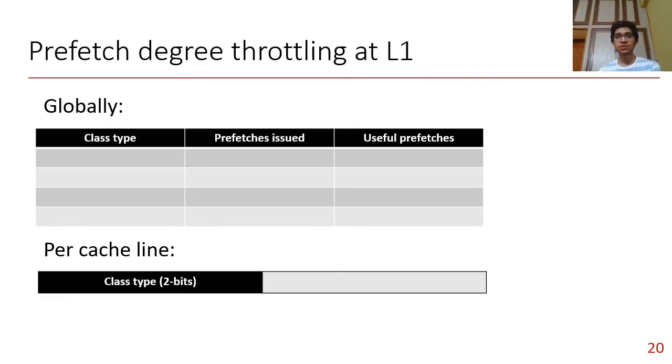We use a per class throttling mechanism to control the prefetch degrees of the various classes at the L1D. Each cache line at the L1 contains 2 bits to indicate the class of the issued prefetch. 2 counters are assigned to every class, one to count the number of issued prefetches and the other for the number of useful prefetches. When a prefetch is issued or a prefetched line is accessed, these counters are updated. These counters are used to calculate the accuracy in every epoch, and this value is used to throttle the prefetch degree.